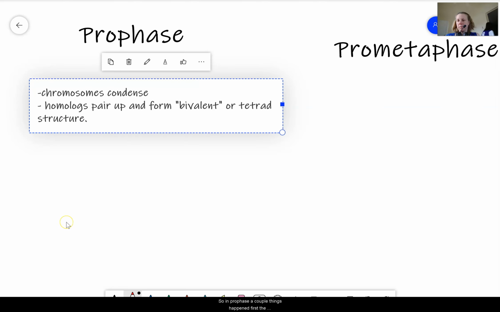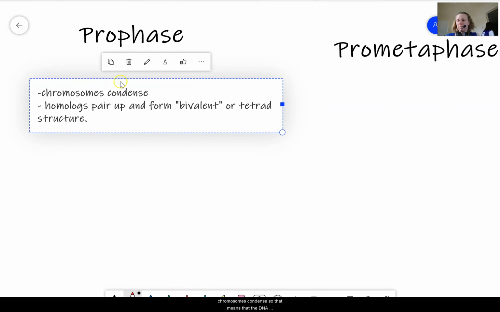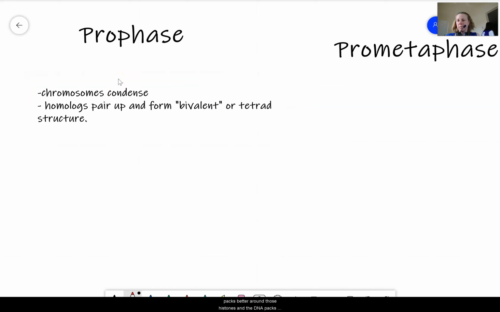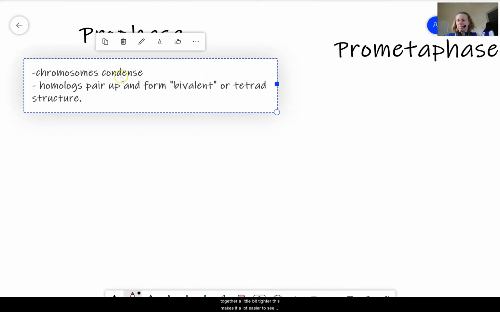So in prophase, a couple things happen. First, the chromosomes condense, so that means that the DNA packs better around those histones, and the DNA packs together a little bit tighter. This makes it a lot easier to see under the microscope. So when we're looking under the microscope and we can see the DNA in those little stick-like structures, that's because the chromosome has condensed.